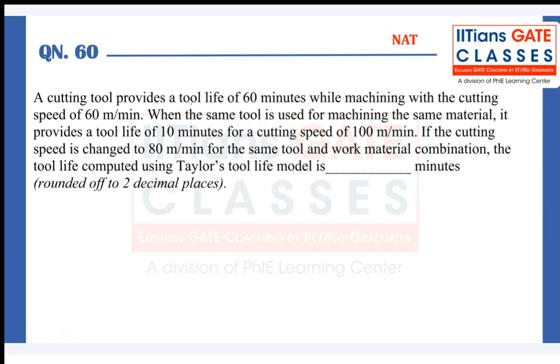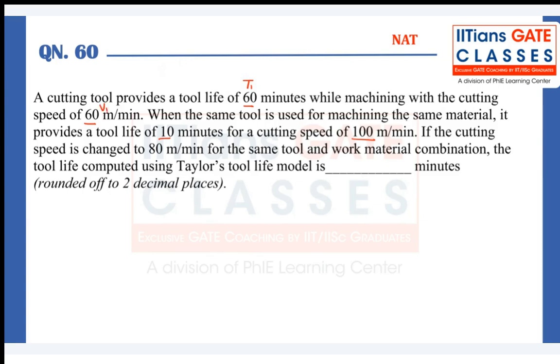A cutting tool provides a tool life of 60 minutes while machining with a cutting speed of 60 meters per minute. When the same tool is used for machining the same material, it provides a tool life of 10 minutes at a cutting speed of 100 meters per minute. Here two cases are given. Tool life T1 and cutting speed V1.